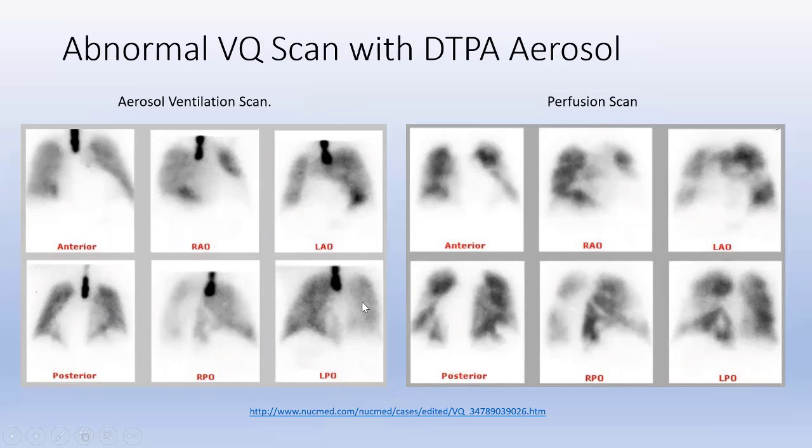Let's go posterior. We got defect here, defect here. Looks like it pretty much fills in on the ventilation. Look at the LPO, wow. Cold, maybe over here. Again, nice ventilation. We have pulmonary emboli.